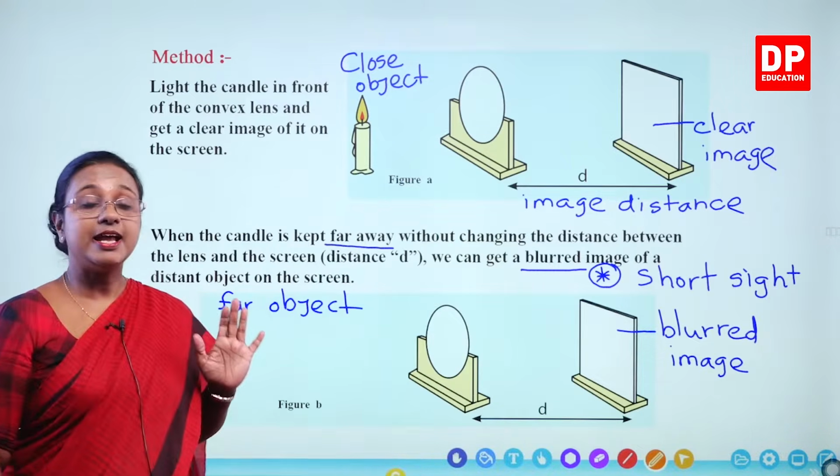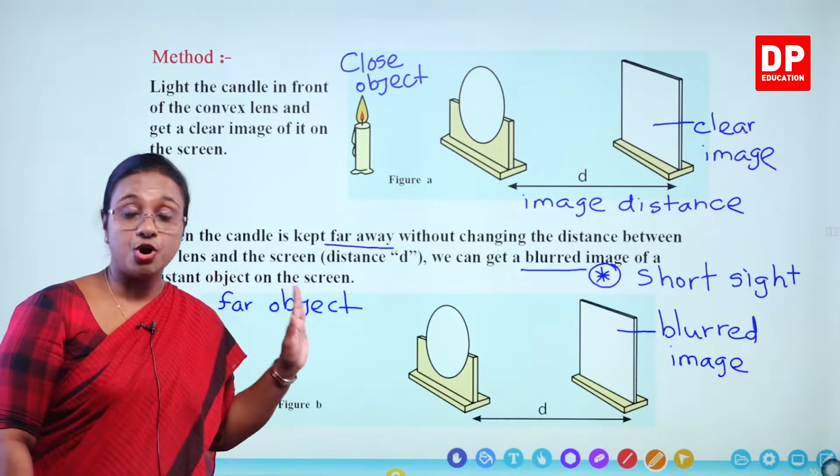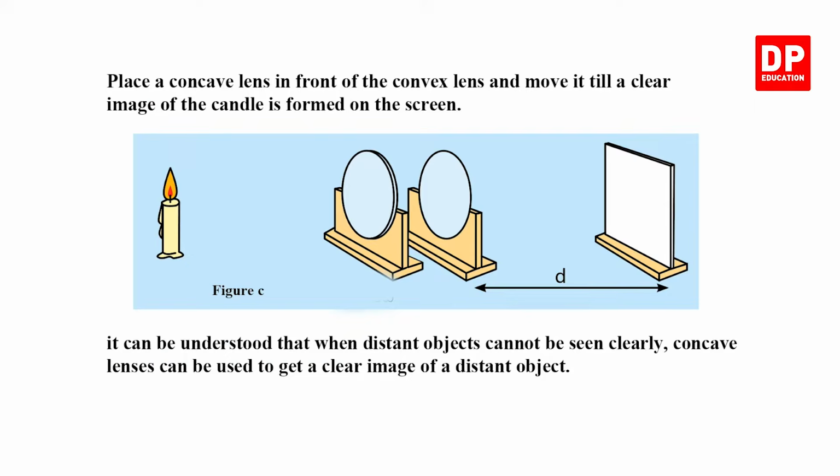Do you all understand up to here? So this is the defect of the eye, short sight. Now we have to correct it. So we'll see what we do next.